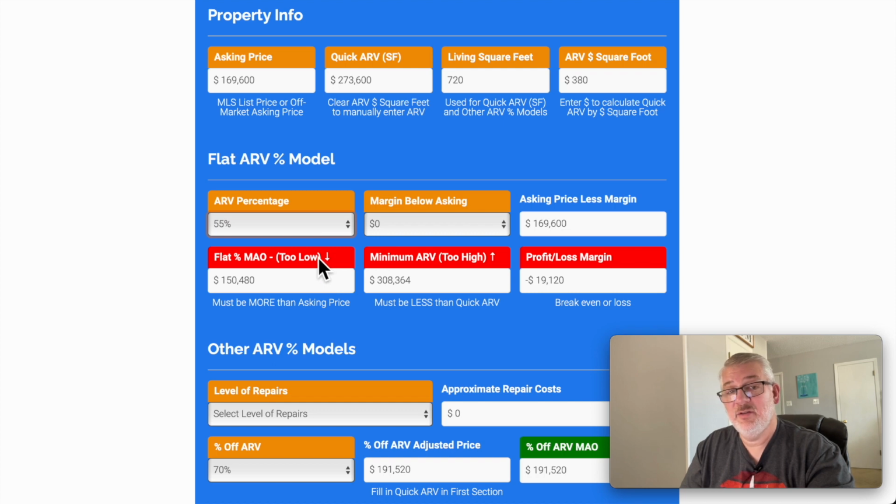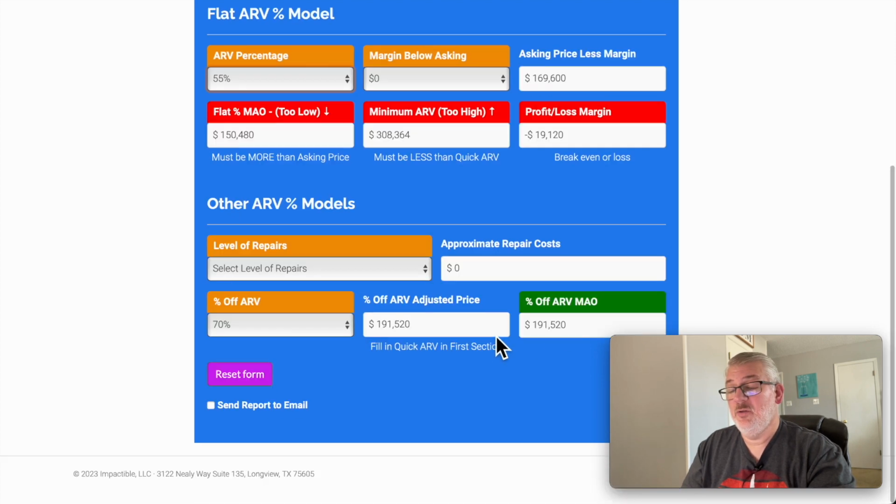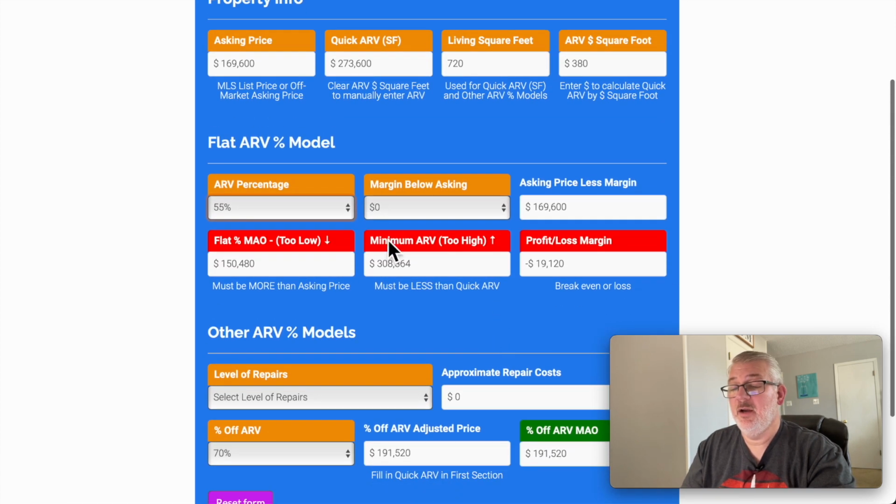So this is letting us know that as it currently stands at this asking price, this would not be a deal. Right here is showing us that for it to be a deal, the ARV would have to be more like 308 in order for it to work. The profit loss margin is just showing us where we are between the asking price and the flat percentage most allowable offer. Now what we could do, and let me just show this right here.